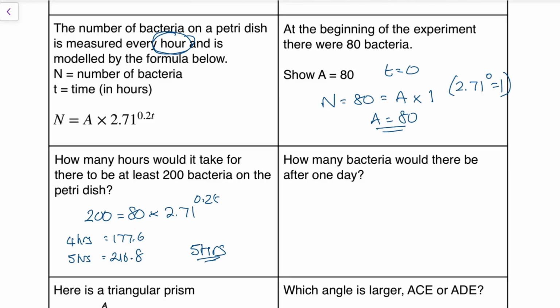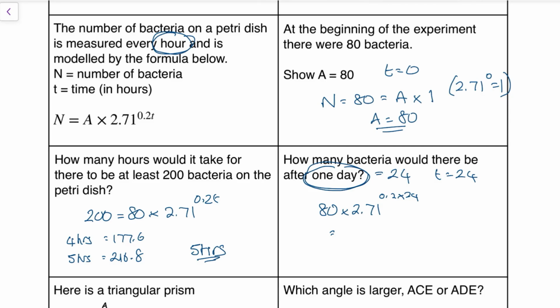Next question. How many bacteria would there be after 1 day? Okay, so this is what I mean. They've switched time units. So in other words, 1 day is 24 hours. So my T is 24. So I'm going to do A, which I know is 80, times 2.71 to the power of 0.2 times 24. I'll put all that in my calculator carefully.